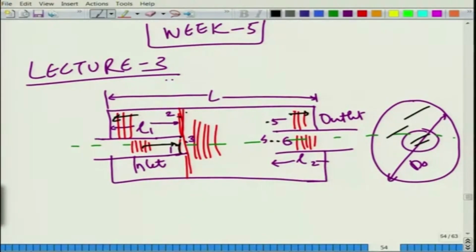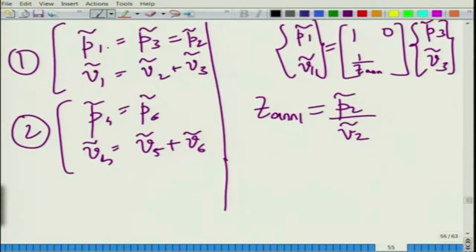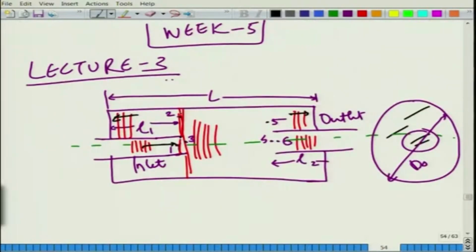So, the resulting relation is P1 is equal to P3 is equal to P2, where P1, like I said, is the acoustic pressure field in the inlet pipe, but at the interface of the inlet pipe and the chamber. P3 is the planar wave acoustic pressure field within the chamber, circular chamber or elliptical chamber or something like that, but not in the annular region. And P tilde 2 is the acoustic pressure field in the annular cavity right at the interface.